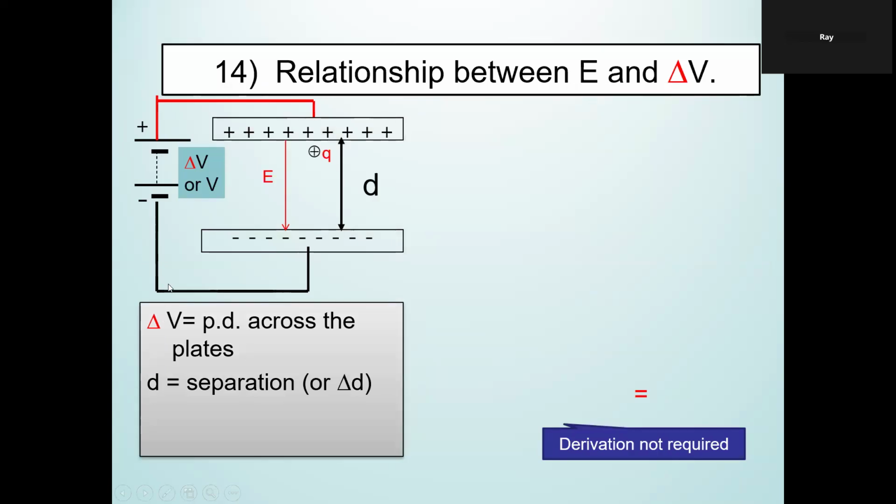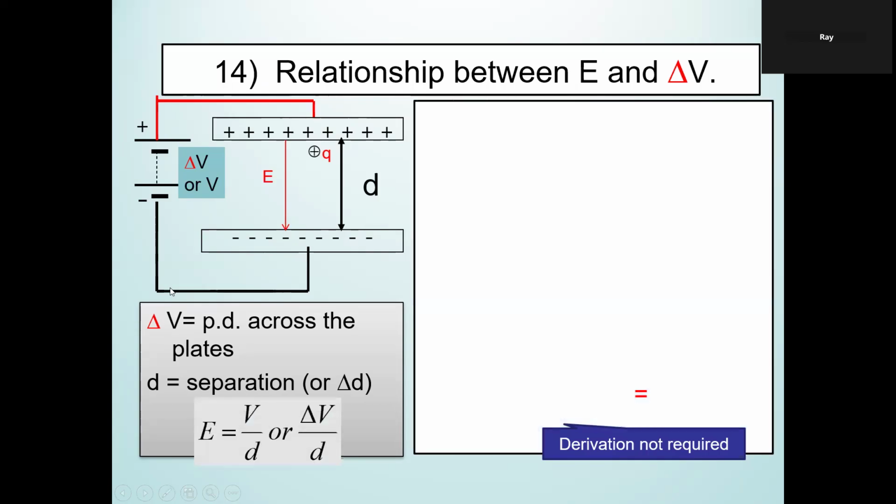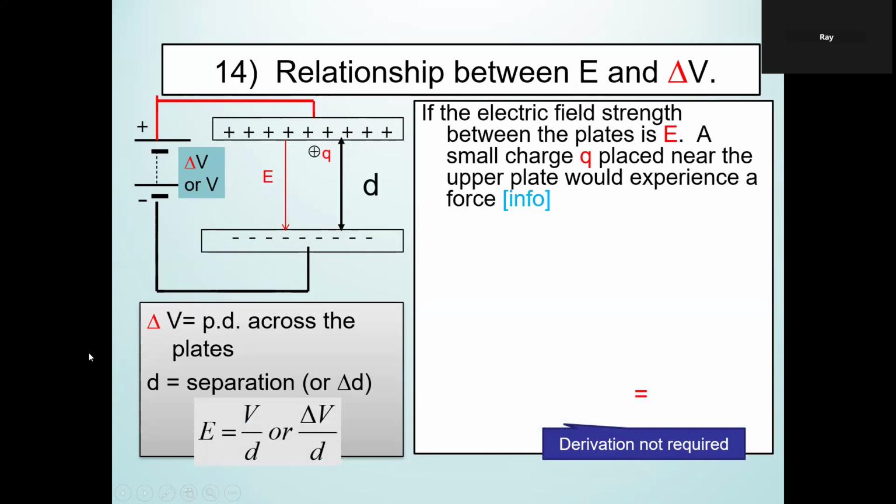Relationship between E and delta V. This you're not required to derive. I just show you just for info. There's a potential difference between the plates. There's the electric field. There's the charge there. So that charge will experience a force. The force can be calculated by electric field times the charge.